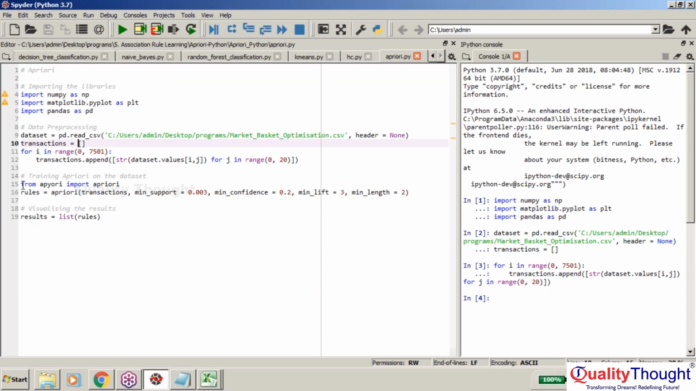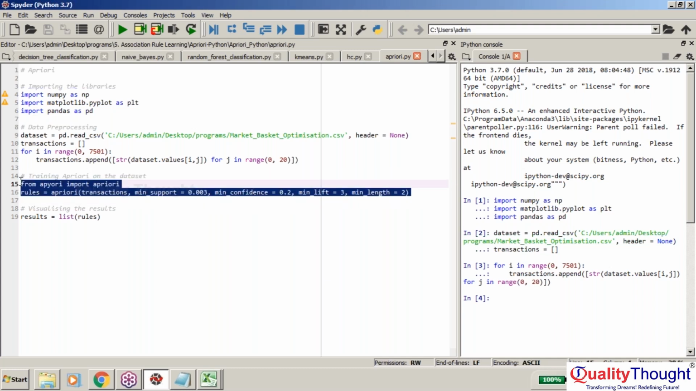So now from apyori, I'm trying to import the apriori algorithm and rules for the apriori algorithm. Transactions are going to be loaded here. Minimum support is 0.003, minimum confidence is 0.2, minimum lift is 3, and minimum length is 2. This is my basic requirement regarding the confidence, support, and the lift. Okay, so now I'm executing this part.